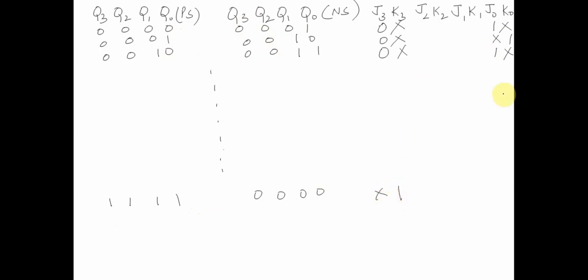Now, if we complete this table in this manner, I will complete the table for one flip-flop. I'm just telling you the solution for one flip-flop. You can actually derive it for the other ones. This will be the output.